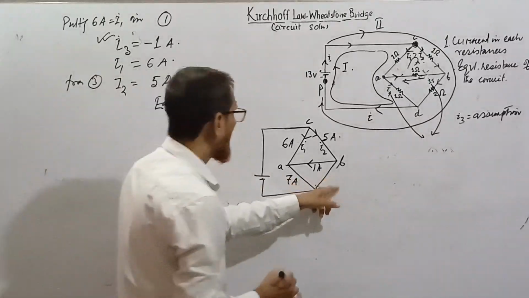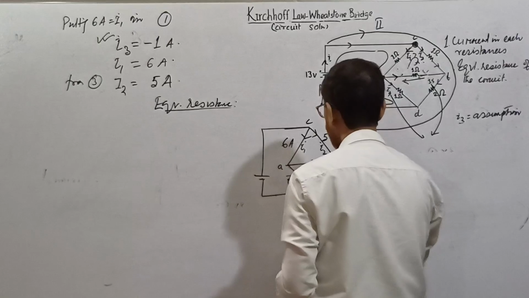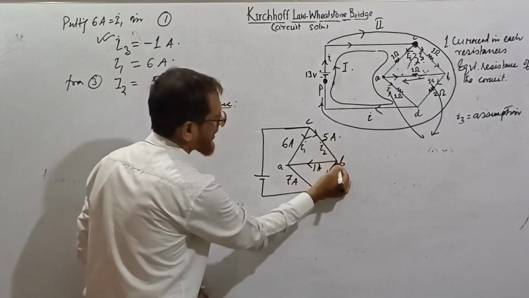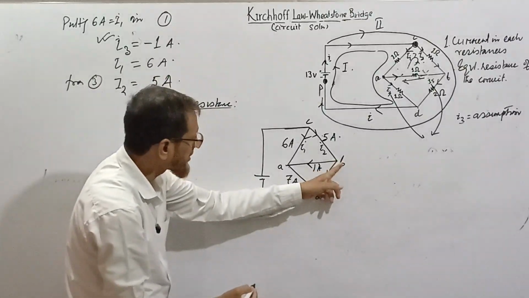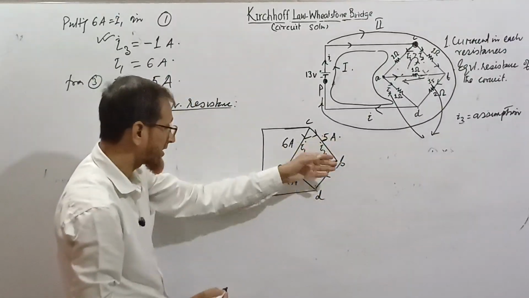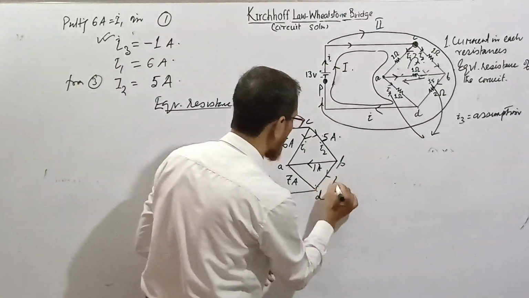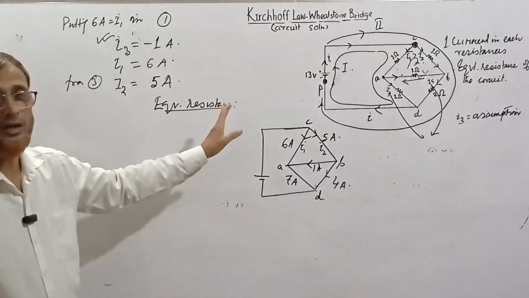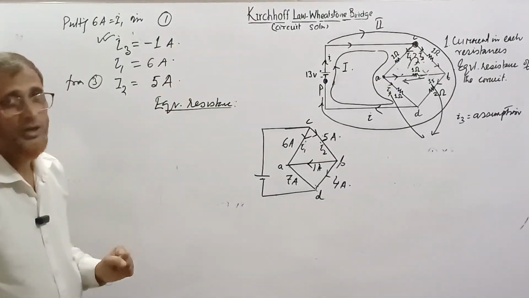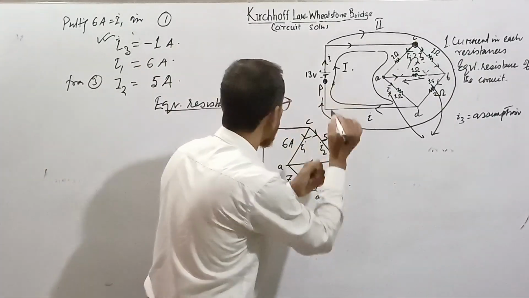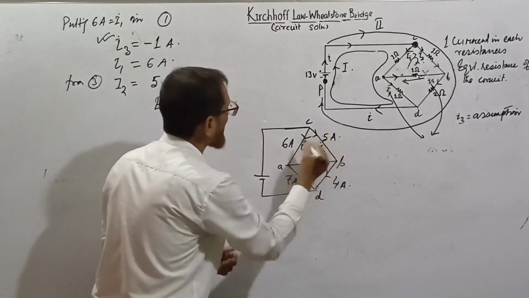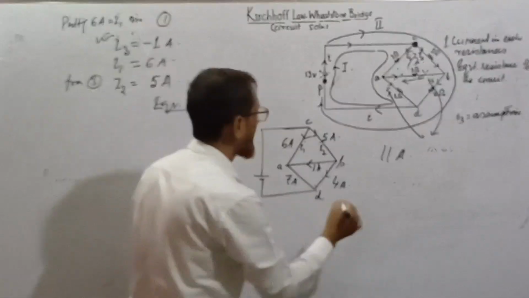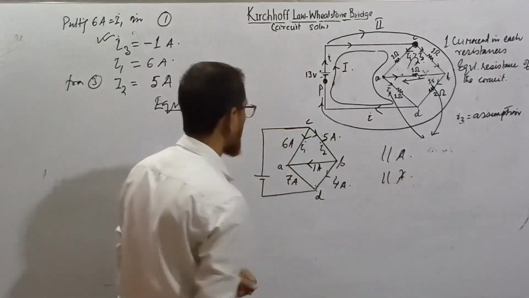Am I right? And here what has happened? It is coming to this one. So this is 5 ampere, and this 5 ampere is in the opposite direction. 1 ampere is coming in this direction, 4 ampere is coming in this direction. So you see the beauty of the solution of this Kirchhoff's circuit. In the above circuit there is 6 and 5, 11 ampere current, and below there is 11 ampere current.